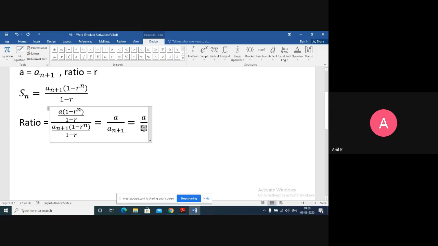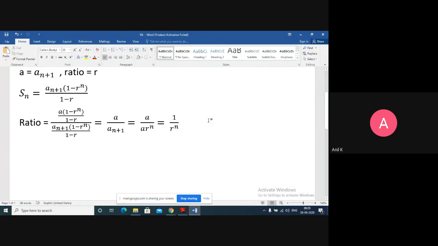So the formula for a(n+1) is a into r to the power of n. This was the formula of a(n+1). So here a and a will get cancelled. I am left with 1 upon r to the power of n. I think this is what they asked you to prove. 1 upon r to the power of n.